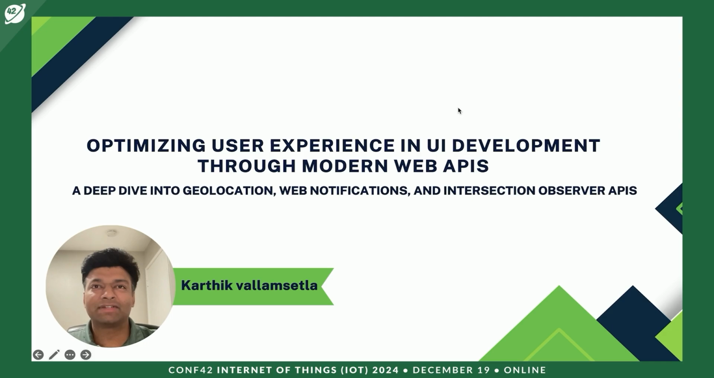My name is Karthik Vallamsetla, and I'm excited to share how modern web APIs can help us create incredible user experiences. These APIs, like geolocation, web notifications, and intersection observer, are powerful tools that let us make web applications more dynamic, personalized, and engaging. Over the next few minutes, I will share some real-world examples from my projects, show how these APIs have driven user engagement, increased satisfaction, and even boosted revenue.